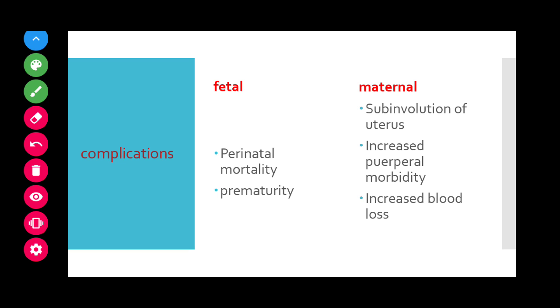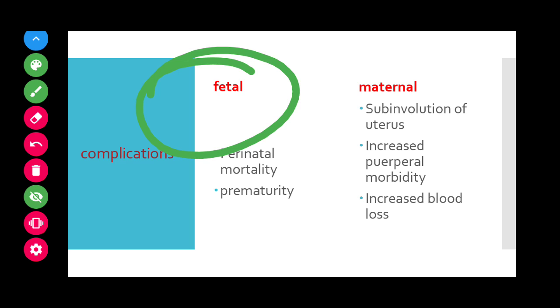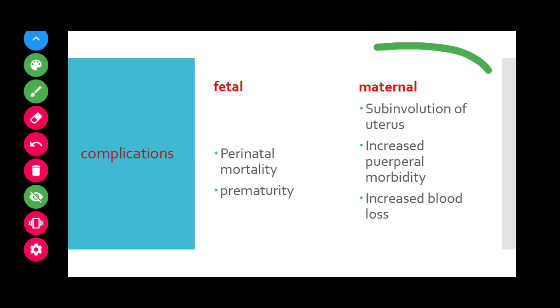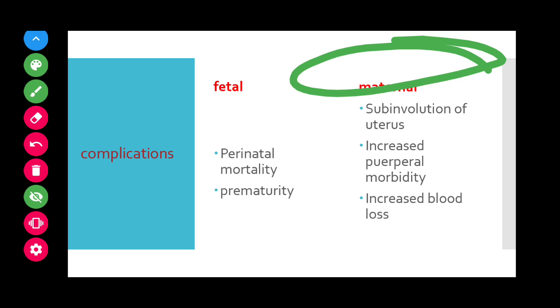Next is complications. There are fetal and maternal complications, here mostly fetal. In cases of polyhydramnios, in 30 to 50% of cases we will be going for termination of pregnancy. Here perinatal mortality can be seen, and these deaths are mostly due to prematurity. In the woman, subinvolution of the uterus, increased puerperal morbidity, and increased blood loss can be seen.